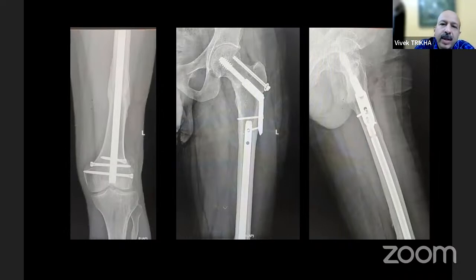Here, you fix the intertrochanteric or the neck femur first, and then do your DFN in the second manner. Whereas in the first case, which I showed you, we fixed the DFN first and then went about fixing the leg femur with the DHS later, which is much easier for us, I think, than doing it this way.